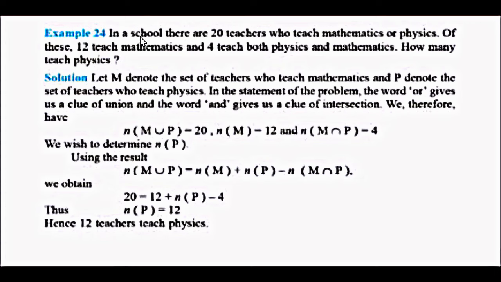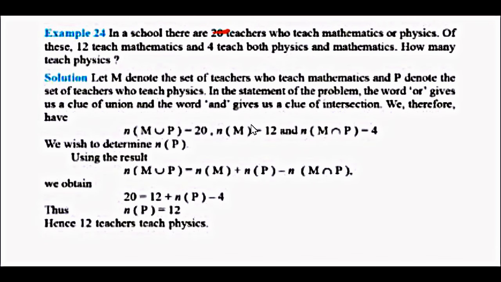The next one is: in a school there are 20 teachers who teach mathematics or physics. Whenever you see this 'or', just understand we are talking about union. Then the second part is 12 teach mathematics and 4 teach both physics and mathematics. Where this 'both' comes, that means we are talking about the intersection. We will name the sets M and P, M for mathematics, P for physics, the initials of mathematics and physics. So n(M union P), as it is given, is 20.